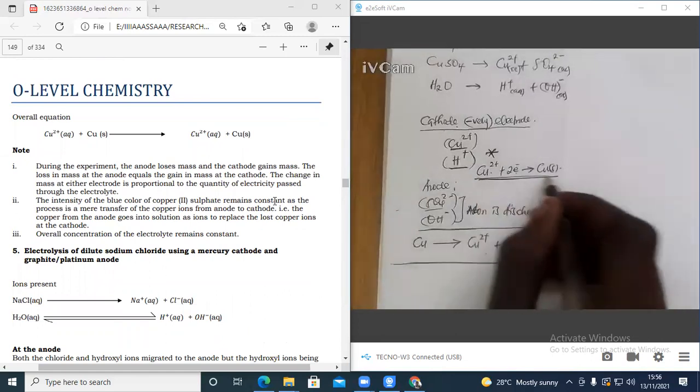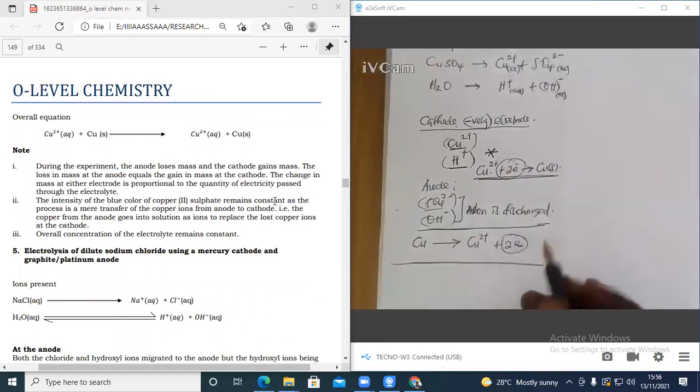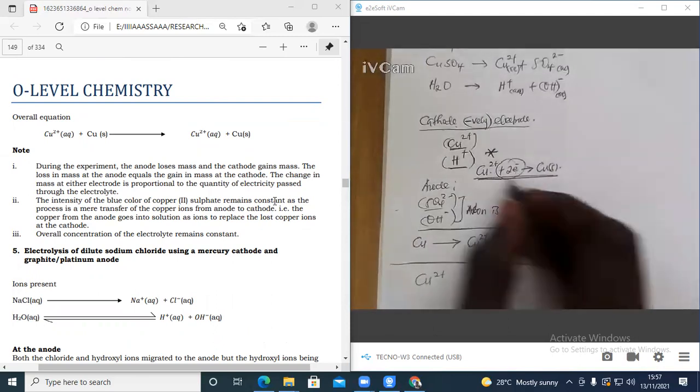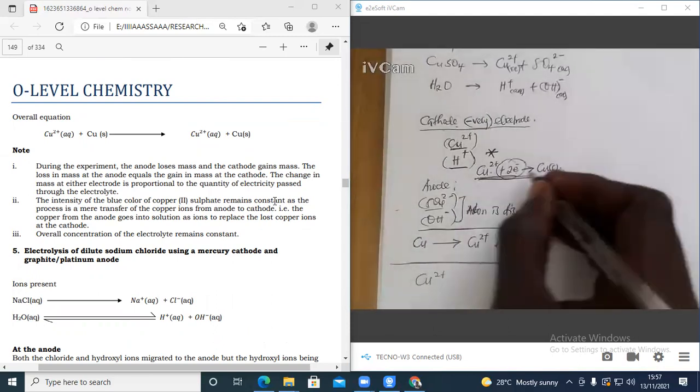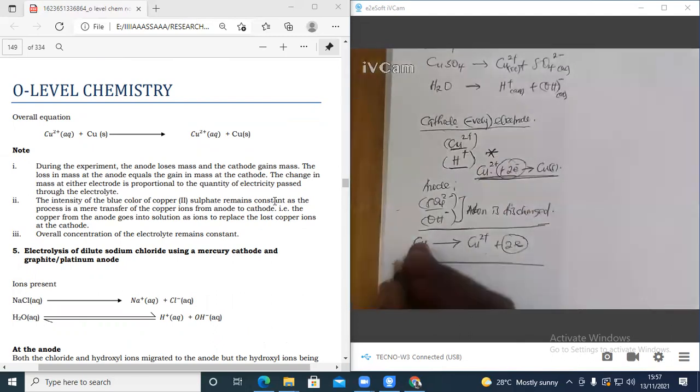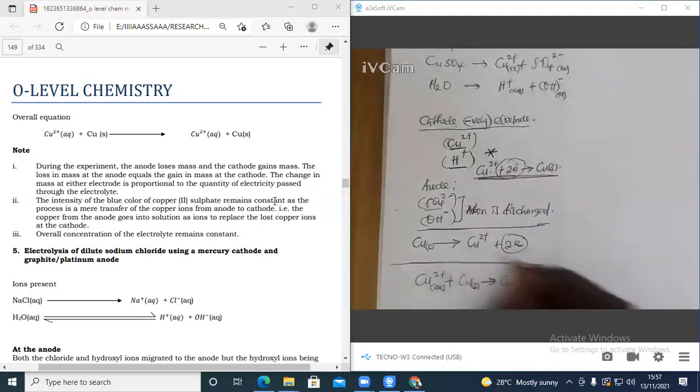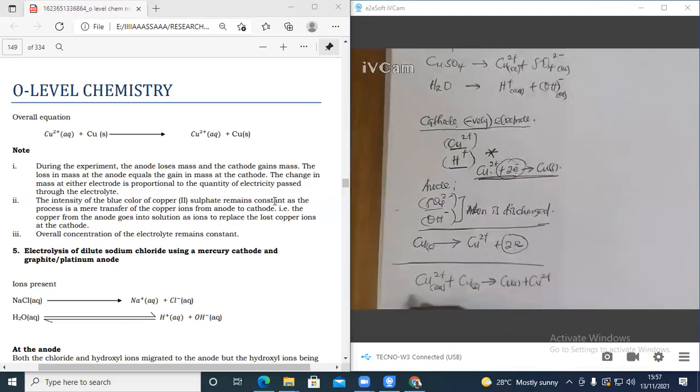So if you add up the two, this and this will dissolve or they leave. So we shall have copper two ions plus copper solid this side. This we are using this other side and this one. So we are saying copper two ions plus copper. And this is aqueous, this is a solid. It will give us copper solid plus copper two ions. That is our overall equation.